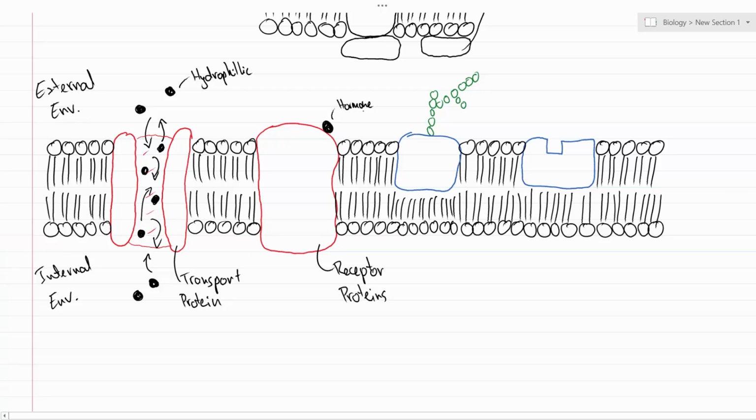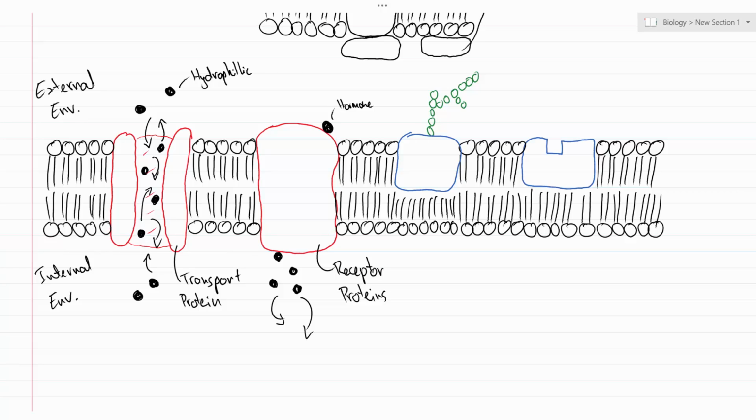What will then occur is this receptor protein will read the message from the hormone, and then it might be able to release some chemicals or substances which will make their way into the cell and start trying to stimulate a certain response, make something happen within the inside of the cell. So that's the role of a receptor protein.